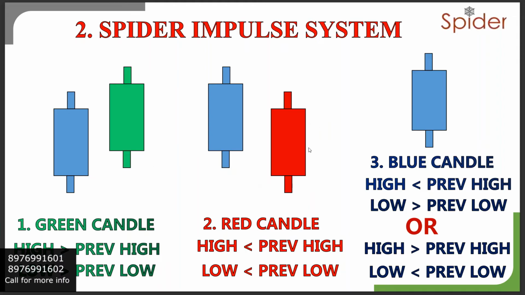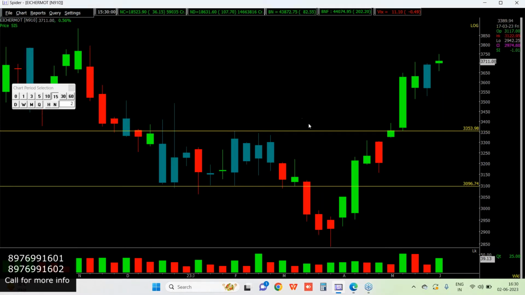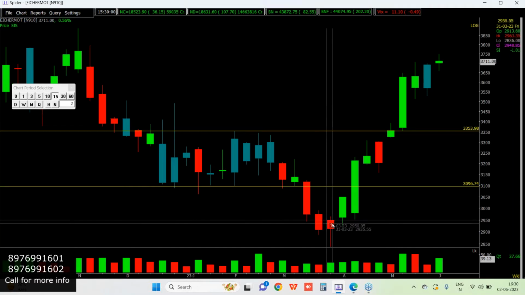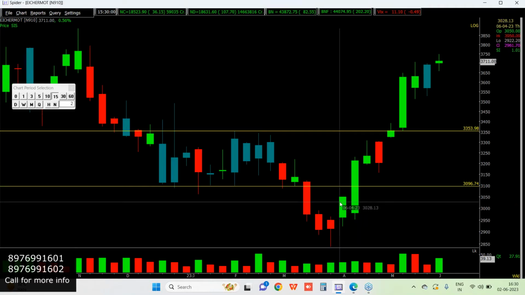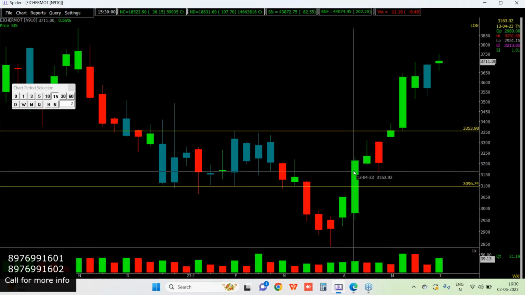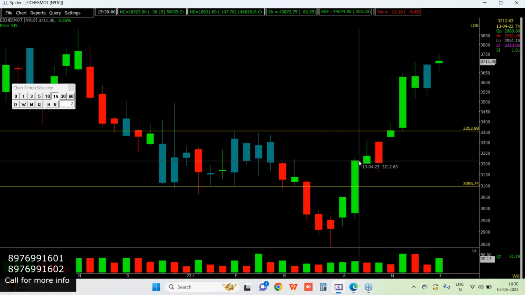So this spider info system will help you to identify the trend. Specifically, we can say this will show you the trend. You can see right now, after creating back-to-back 3 red candles, it started with a green. Once you get the confirmation from back-to-back 2 green candles, you can go for a long.